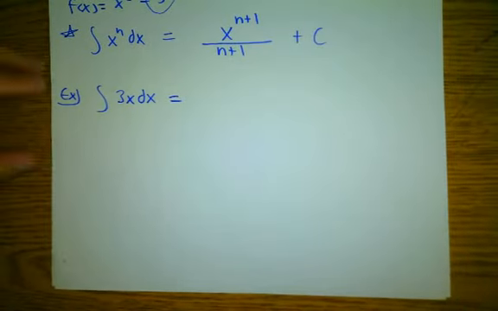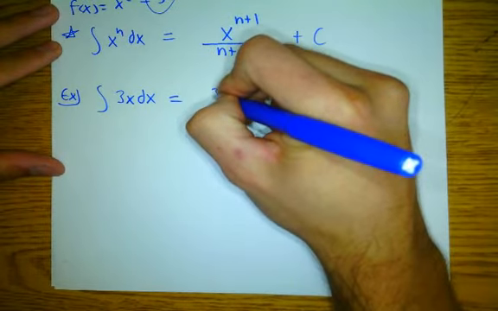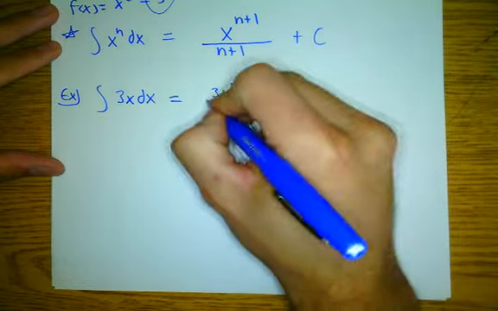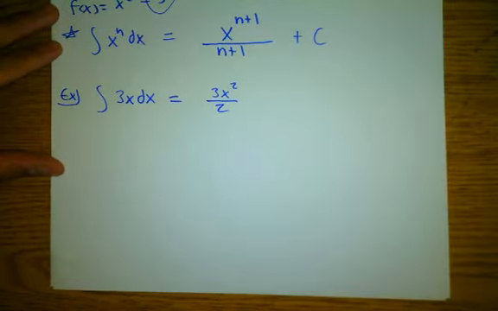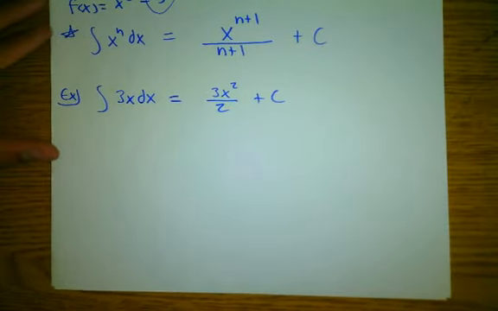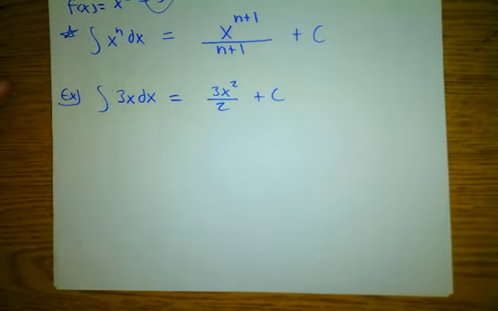Thoughts? Yes, sir. First you have to add 1 to the power, so that becomes squared, and then divide by 2. Plus c. Agreed? Now, if it reduces, reduce it. If it doesn't, then just leave it. How can you check to make sure that this is the correct answer? Differentiate. Is the derivative of this 3x?